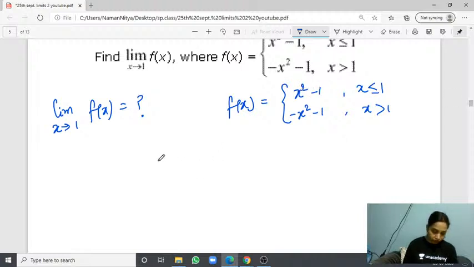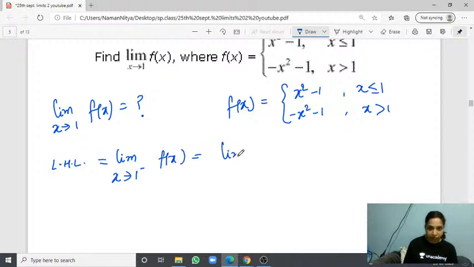In this case also we have to calculate left hand limit and right hand limit. If I am calculating left hand limit, it is nothing but limit x tends to 1 minus f of x. So which function should I use? Obviously the first one, that is x square minus 1. If I use this, I'll get 1 minus 1, which is 0.